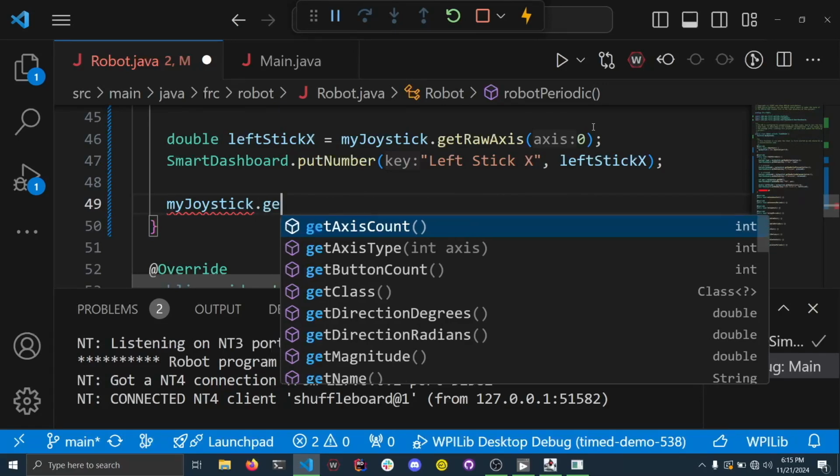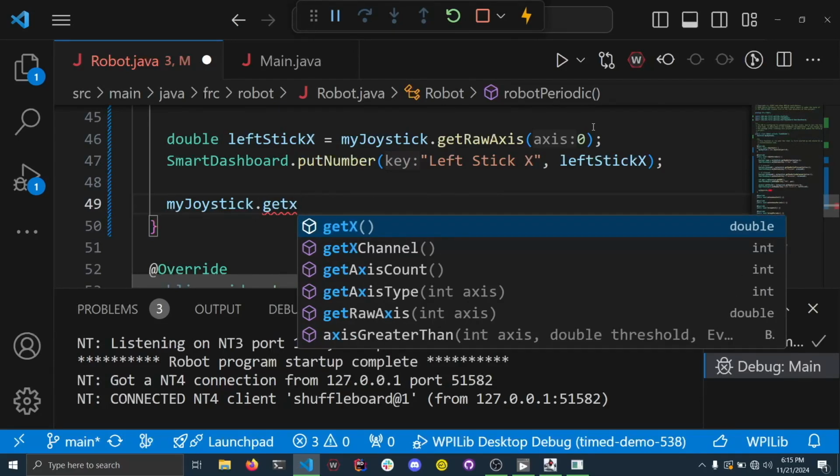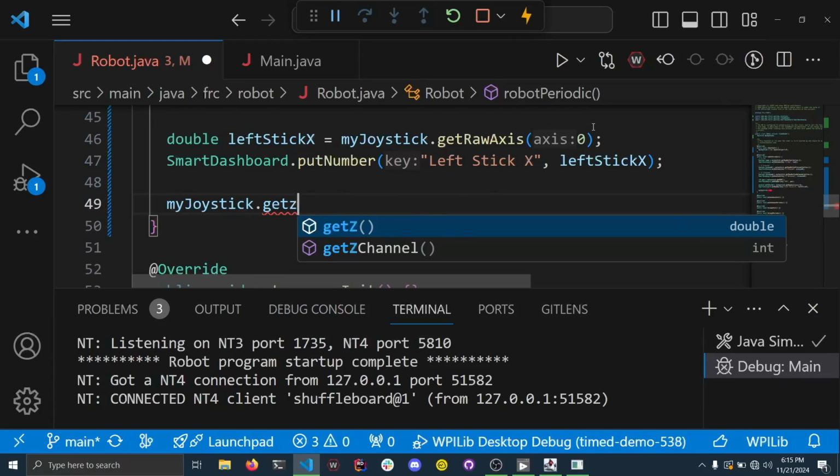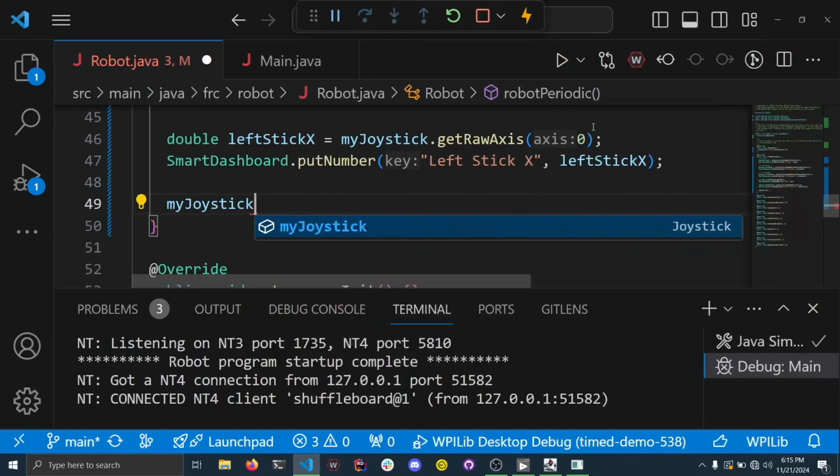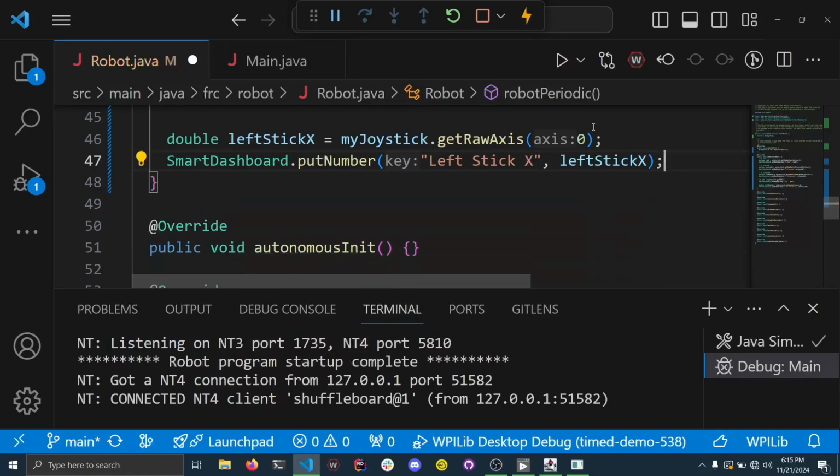For example, there's get X, get Y, get Z. There's not an X, Y, and Z on this kind of joystick. There are X, Y, and Z on that kind of joystick. Those are different axes, so those are different ways to go about it. We'll probably see more of those when we get to them if they become relevant. Any questions on joysticks? Okay, I'm going to stop that.